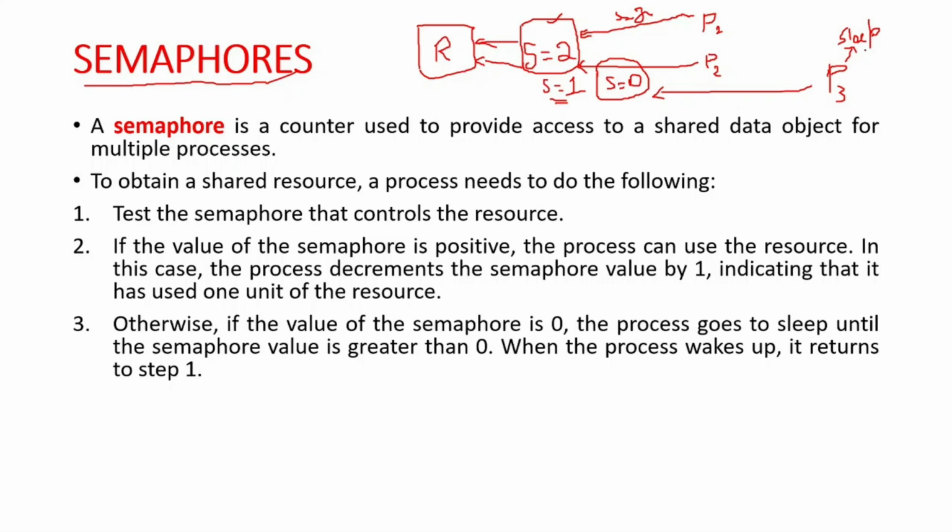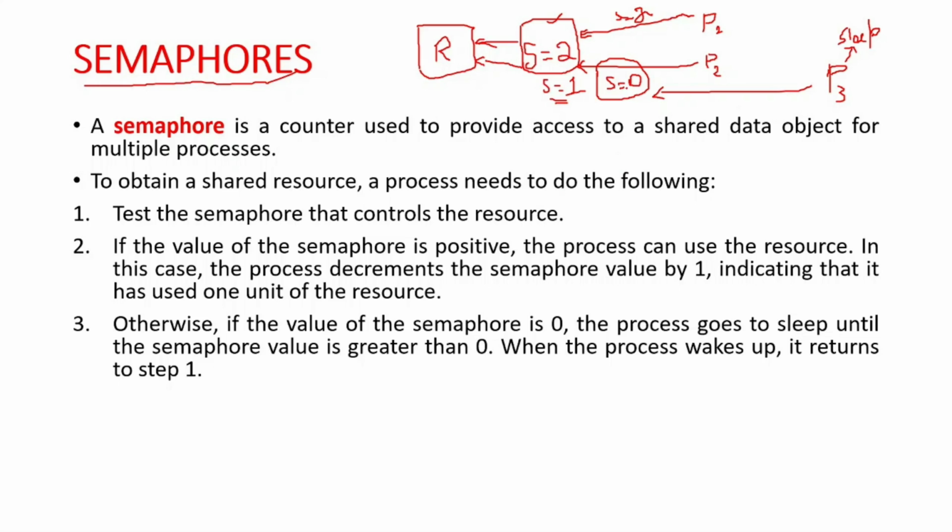So P3 has to sleep now, and that is indicated by the value of semaphore S being equal to 0. The process sleeps until the value of the semaphore is greater than 0, and when this happens, the process wakes up and returns to step 1. So it again tests the semaphore. If the value is greater, then it will be able to access.